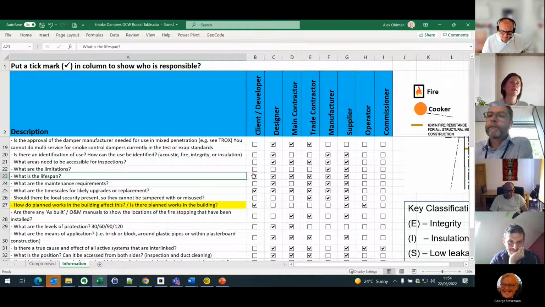I guess that feeds both ways. It's a bit of an iterative loop. The supplier's going to tell us the thing you've chosen is going to last 10 years. We're going to tell them we want it to be 20 or 30.